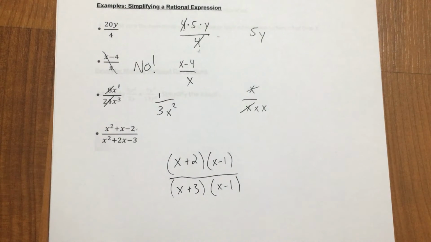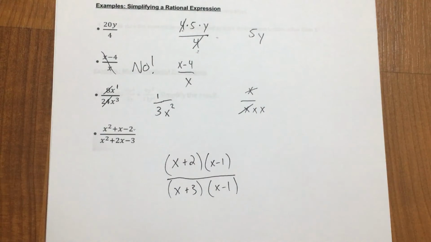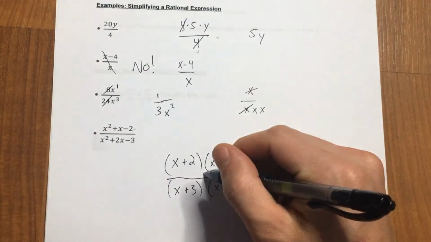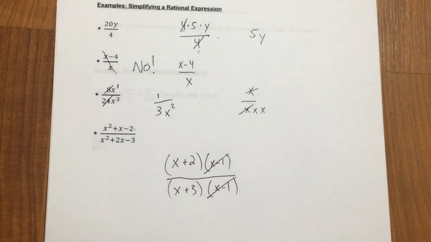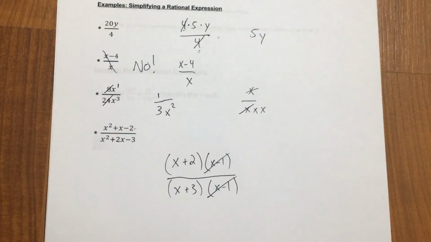Now, hopefully it's clear to see what we can cancel out. I have x plus 2 times x minus 1, so that's attached to multiplication, and I have the same term on the top and bottom, leaving us with x plus 2 over x plus 3. So when we have expressions like these, it's important for us to factor first and then look to simplify.